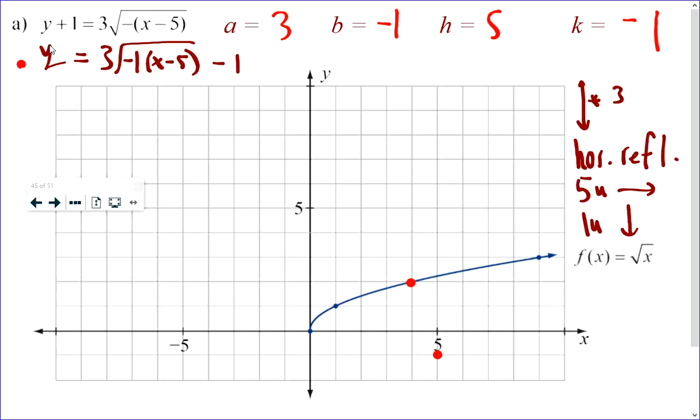Right? If I would have stretched it vertically by a factor of 3 and actually shown you the graph, it would look like that. When I reflect it and then shift it over, we're going to be down here. If you feel the need to draw this, and then draw this, and then shift it 5 to the right and 1 down, you can. You can do this in stages. Do you understand what I'm saying to you here?